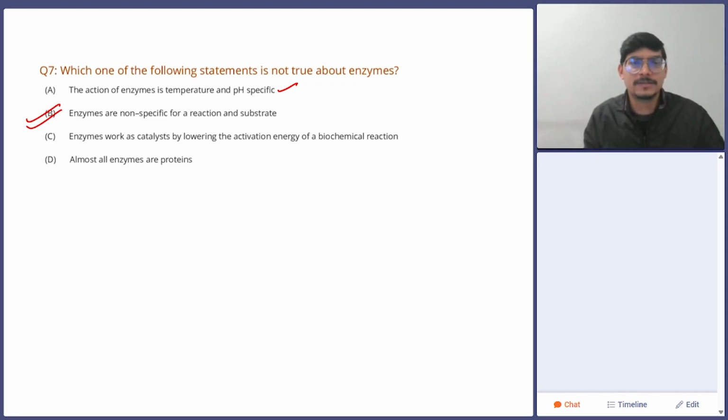Option C, enzymes work as catalyst by lowering the activation energy. Yes, we pretty much believe that, right? Because a reaction is sped up by catalyst as a result of decreased activation energy. And almost all the enzymes are proteins. Yes, generally enzymes are proteins. So all the options are correct except option B. Moving to the next question.